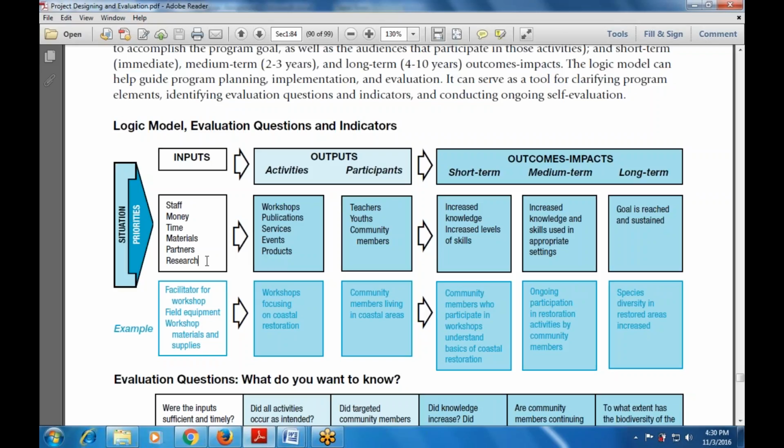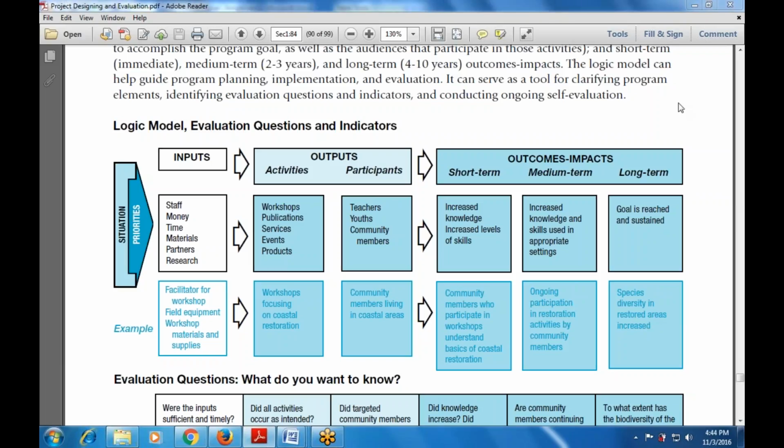These are the various logic models. This is one example of how to give the input, then the output that includes the activities and the participants. Then next is the outcome impact, which is also divided into three categories: short term, medium term, long term. And one is a criteria. We can say it is the syntax given for the input, output, and outcome impacts. Next is an example for the inputs, an example for the outputs, and an example for the outcome impacts.